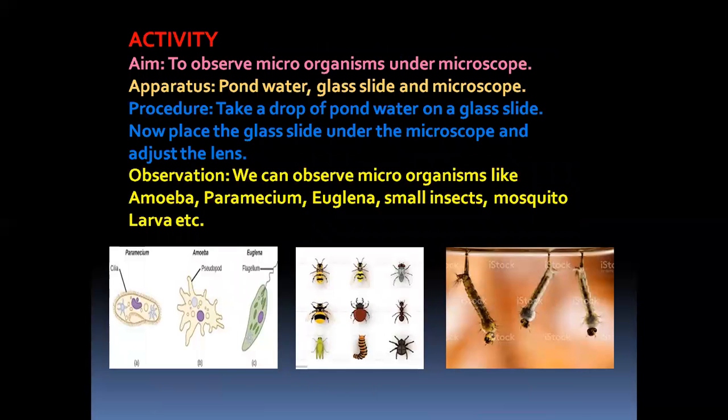Now the activity: to observe microorganisms under the microscope. Apparatus: pond water, glass slide and microscope. Procedure: take a drop of pond water on a glass slide. Now place the glass slide under the microscope and adjust the lens. What observation are you going to see? The microorganisms like amoeba, paramecium, euglena, small insects, mosquito larvae, etc. You can see here. You can observe, children. Isn't it?